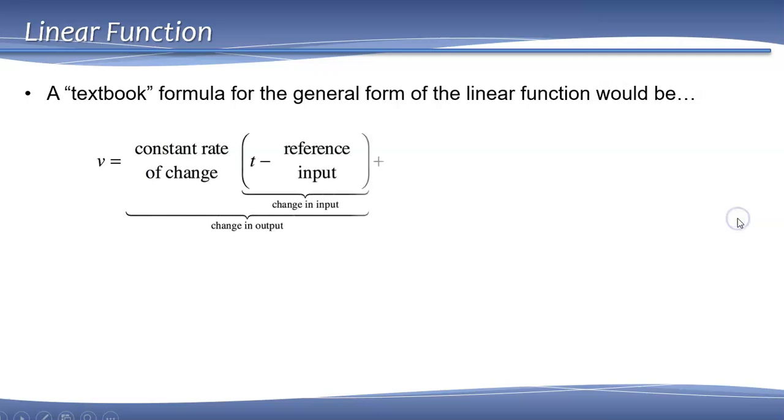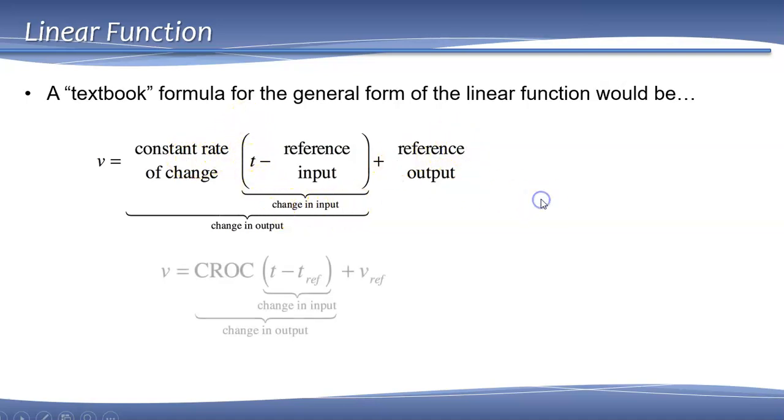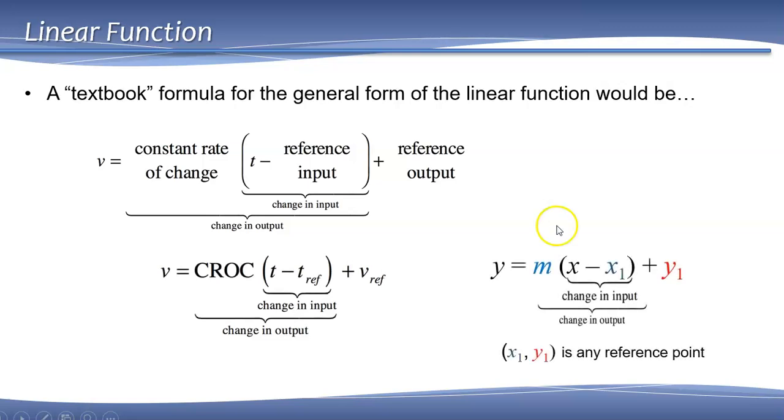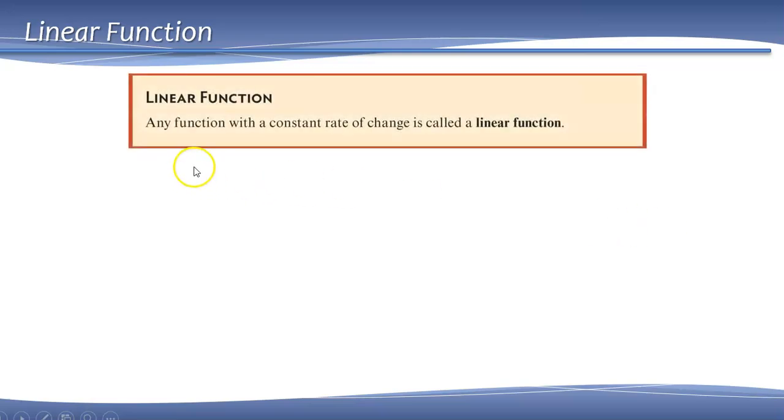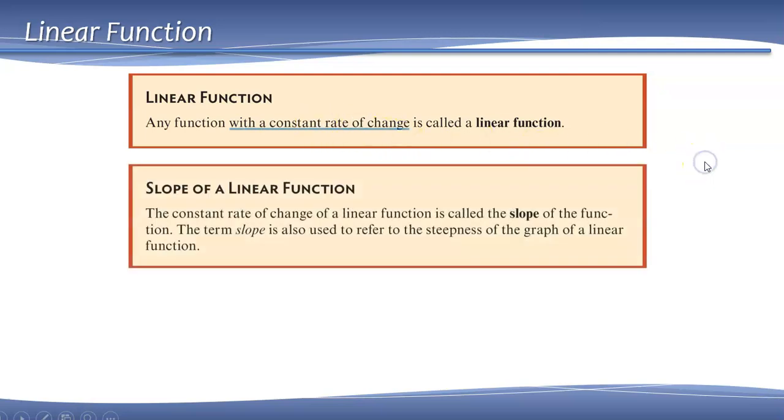In some textbooks, you can find an equation like this one, where V in this case would be Y, which is the final output, is equal to the constant rate of change times the changing input plus the reference output. Or you can find this equation here. And this equation would be the standard equation, I would say, for the linear function. So any function with a constant rate of change is called a linear function. Remember again, a constant rate of change is a linear function.